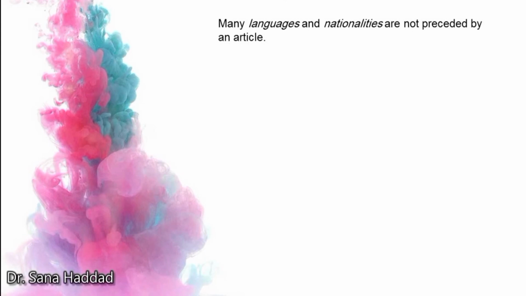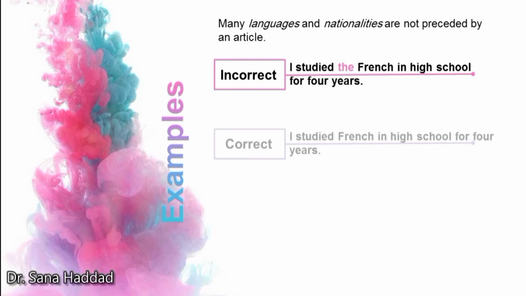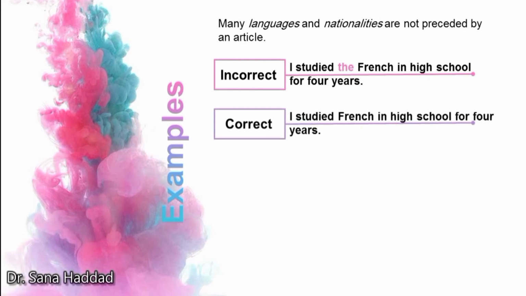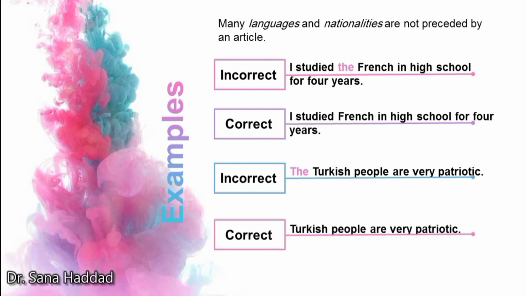Many languages and nationalities are not preceded by an article. For example, it's incorrect to say, "I studied the French in high school for 4 years." Instead, we say, "I studied French in high school for 4 years." It's also incorrect to say, "The Turkish people are very patriotic." Instead, we say, "Turkish people are very patriotic," because we're not talking about specific Turkish people, we're talking about Turkish people in general.